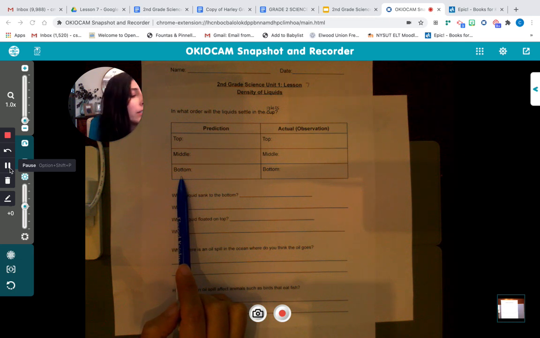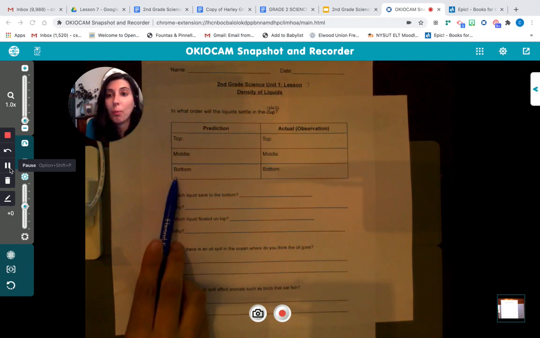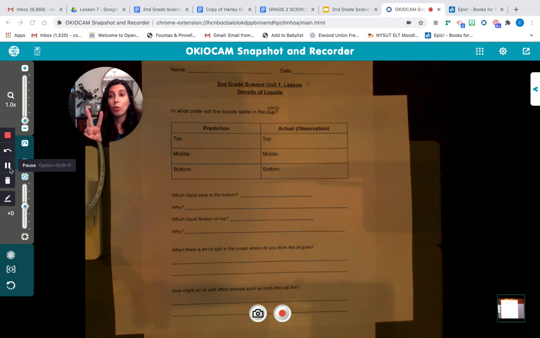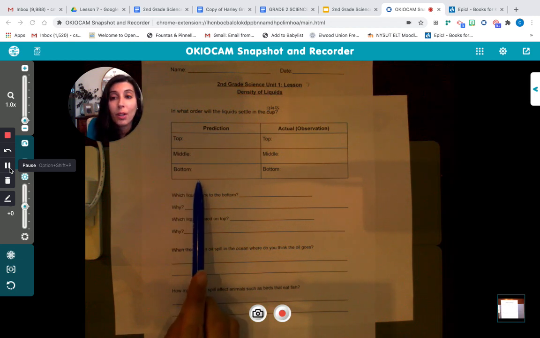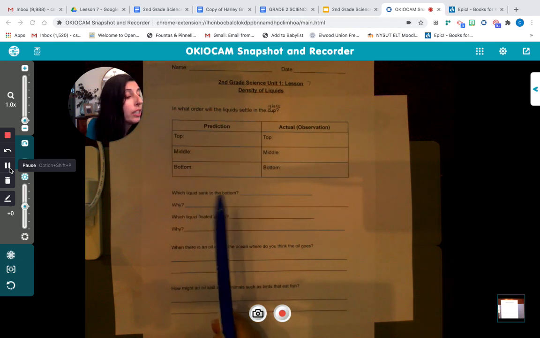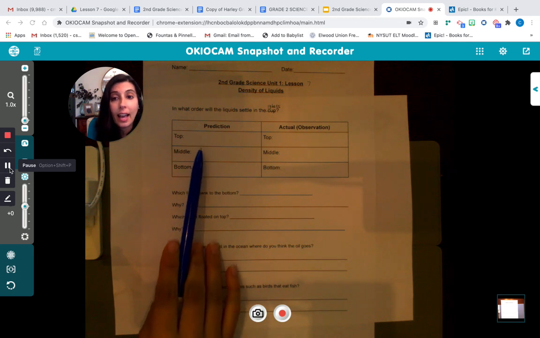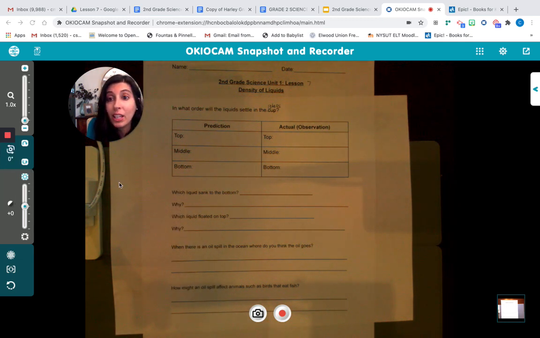Before you answer that, will the most dense or the least dense liquid sink to the bottom? What do you think? Call it out in 3, 2, 1. Most dense. That's right. The most dense liquid will sink to the bottom. So think about which liquid you think is most dense and which liquid you think is least dense, and then which liquid you think is sort of in the middle. Okay? Pause the video here and make your prediction.